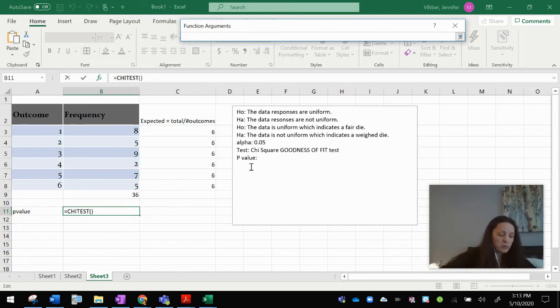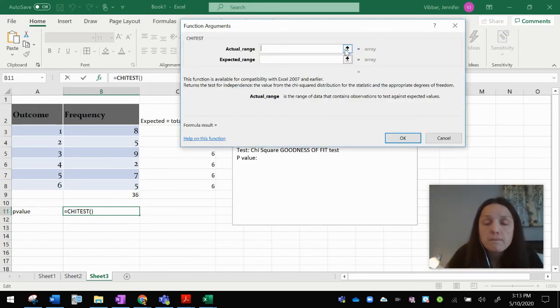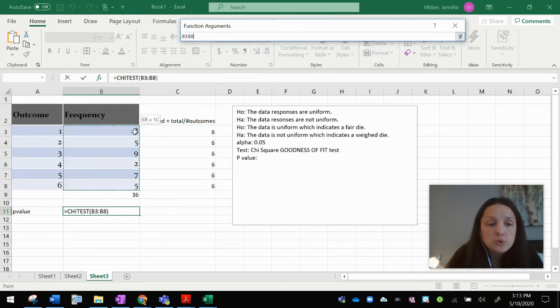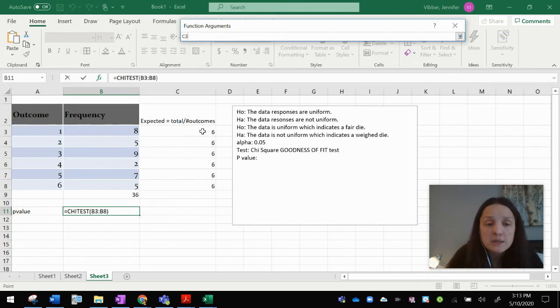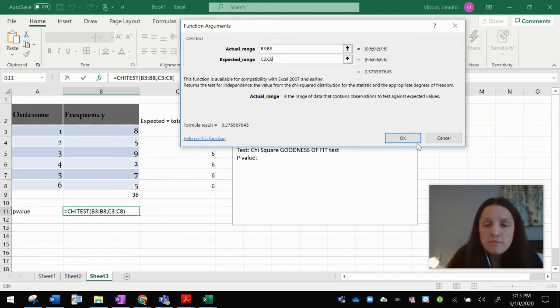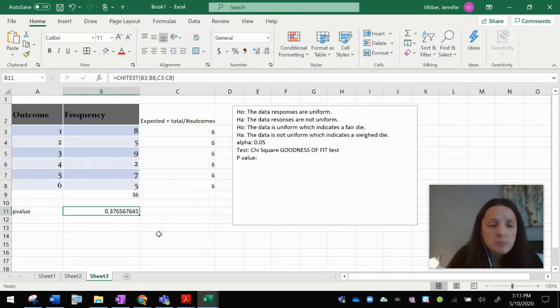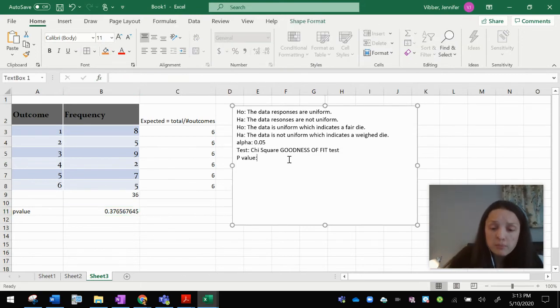My actual range, sorry, I have cat problems here. Let me try this one more time. Actual is right here. My expected is these things right here. I'm going to hit OK, and I get 0.376. So my p-value is 0.376.